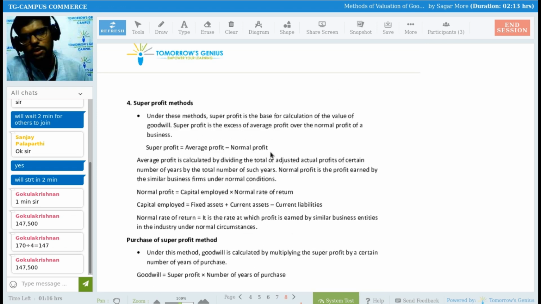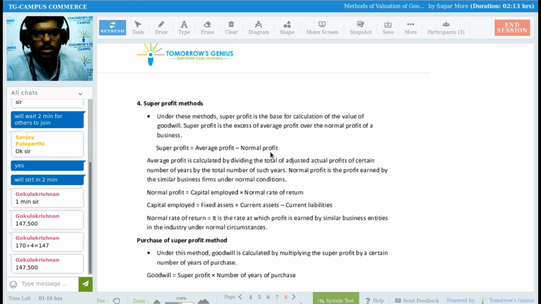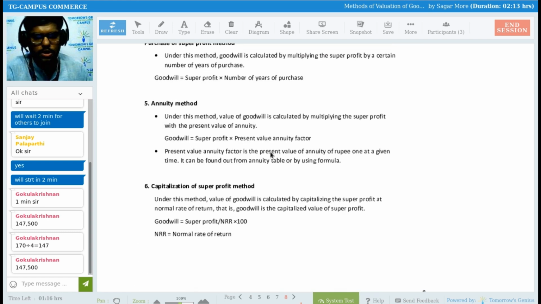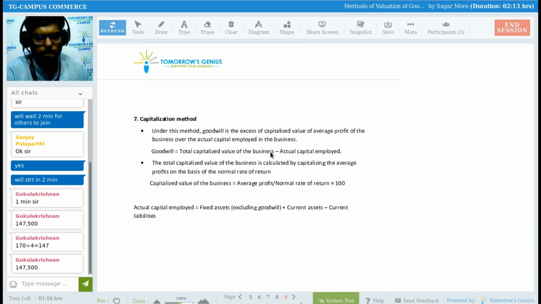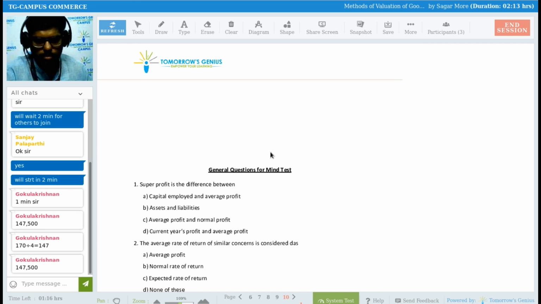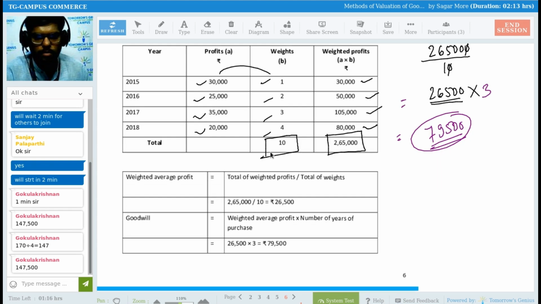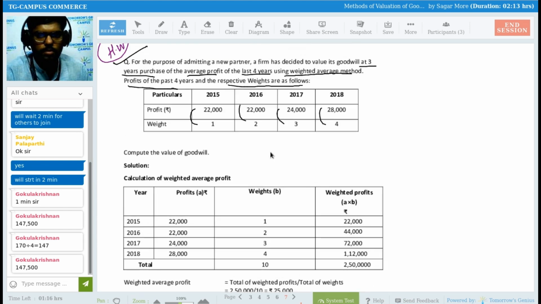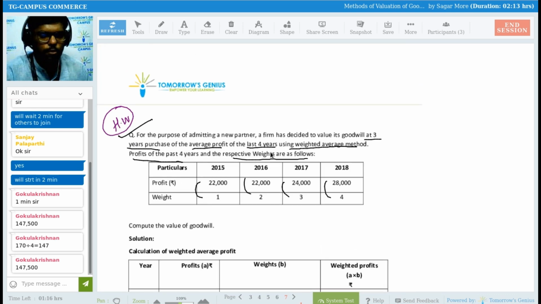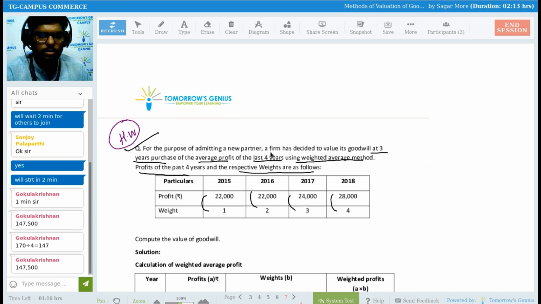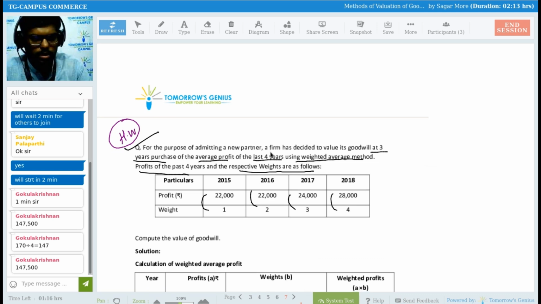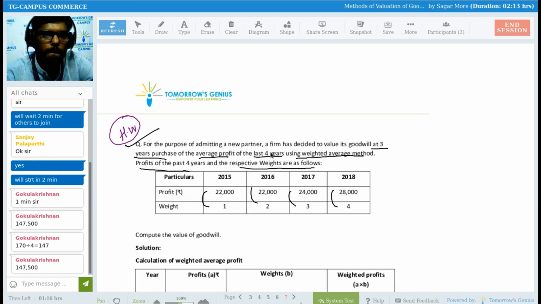So next is the super profit method. What is the super profit method, and how to calculate goodwill by super profit, that we will discuss here. If you want to solve this, you can solve it at present also, no issues. Gokul, Sanjay, solve this at present. I took a screenshot. I'm giving you 5 minutes. Solve it neatly, then we'll discuss.